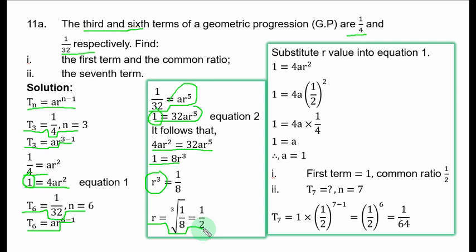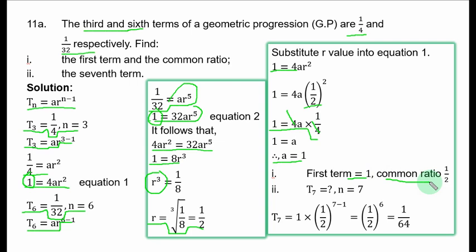To get the first term a, you simply replace r with 1 over 2 in any of the equations. I'm using equation 1. That equation is 1 equal to 4a r squared. So you replace r with 1 over 2 and you square it, and that gives 1 equal to 4a times 1 over 4. So we simply remove 4 and you have 1 equal to a. Therefore, a is equal to 1. Roman figure 1, the first term is equal to 1. The common ratio is 1 over 2.